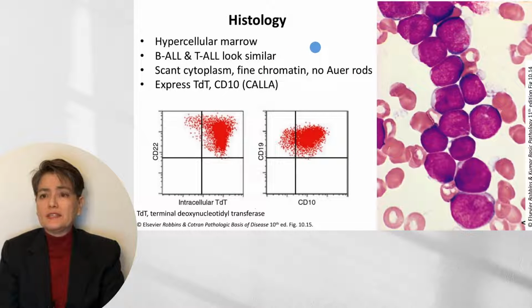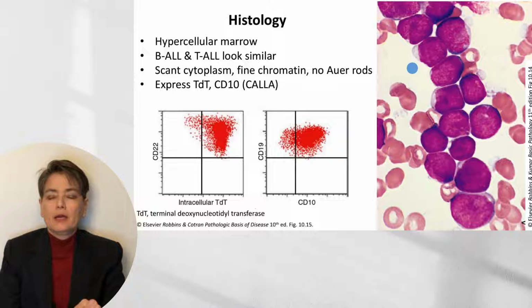So what do we see when we look at these cells? As I've already alluded to, we'll have a hypercellular marrow. Both our B-cell ALL and our T-cell ALL look very similar, so we can't tell just by looking at them. They will have scant cytoplasm with very fine chromatin, and will be lacking something called an Auer rod, which we associate with our acute myeloid leukemias. We'll talk about that in another video.